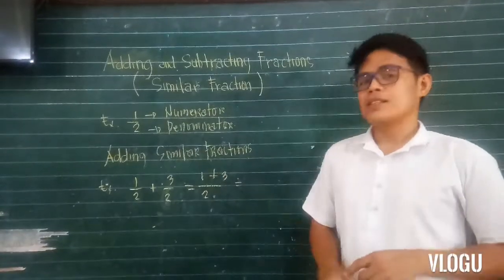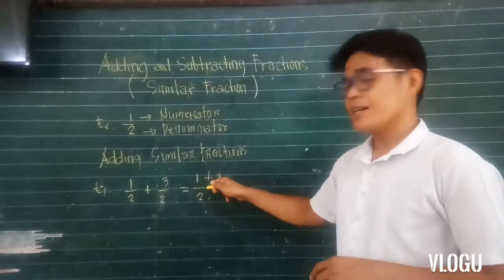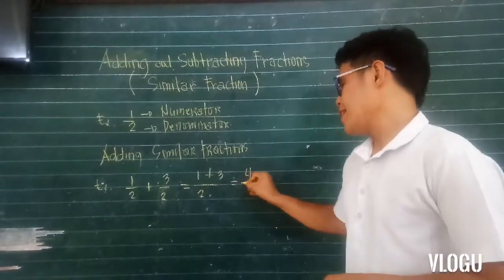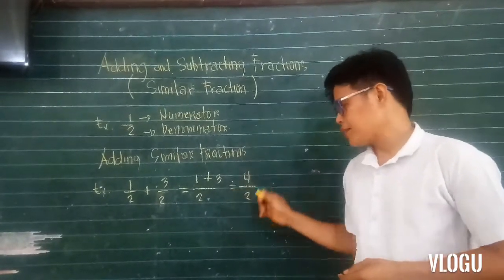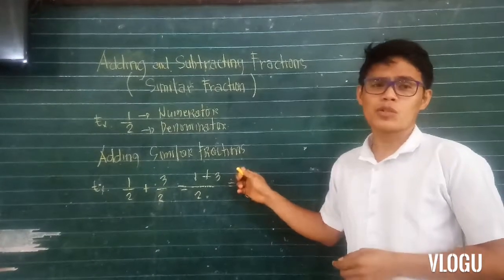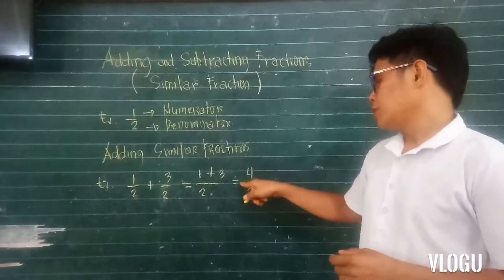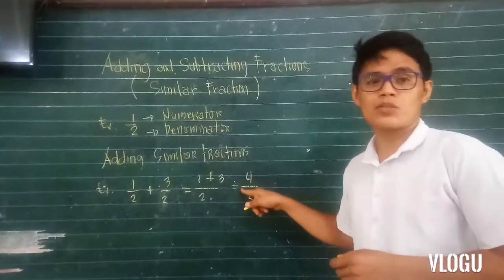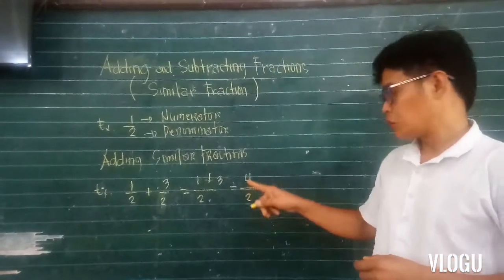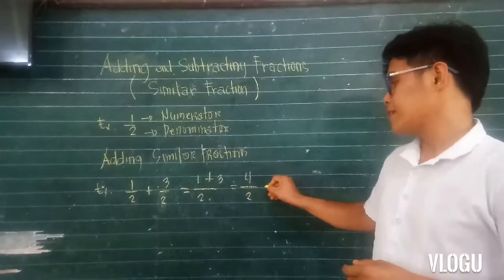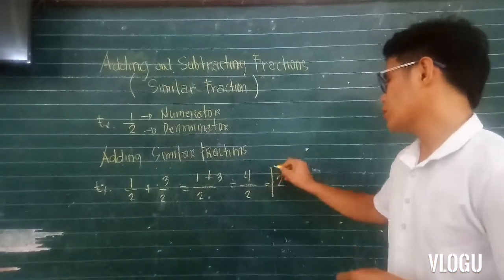Now, this time we'll simplify. 1 plus 3 is equal to 4, and just copy 2. If you observe, our sum is not in simplest form, so we can simplify this one, or get the lowest term. This line here represents what operation? Yes, division, meaning you can divide this one. So 4 divided by 2 is 2. This is our final answer, so we're going to box this one.